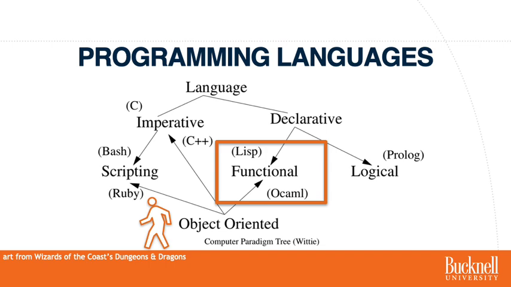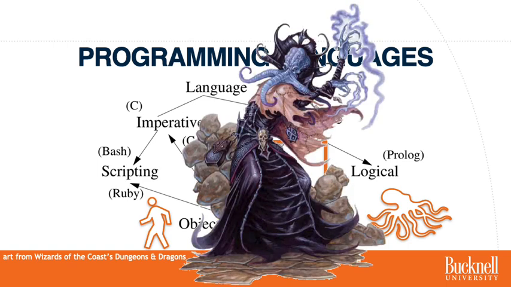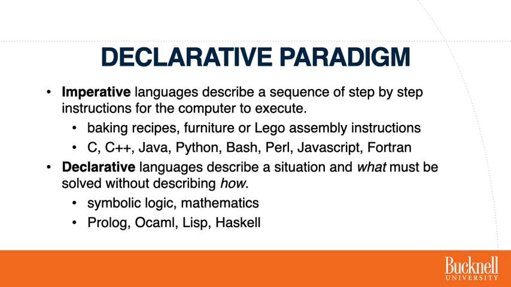So if object-oriented languages are Homo sapiens in the tree of life, and Prolog is something very unrelated to Homo sapiens, such as an octopus, then functional languages, such as Haskell, are something in between. Imperative languages describe a sequence of step-by-step instructions for the computer to execute. This is a lot like following a baking recipe, assembling IKEA furniture, or putting together a Lego structure by instruction.